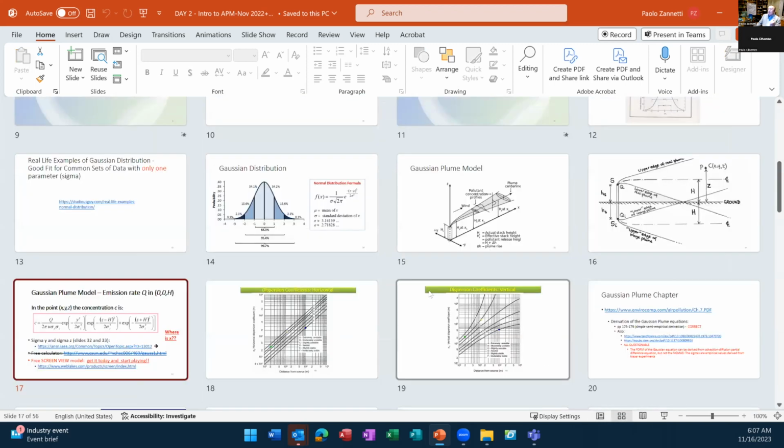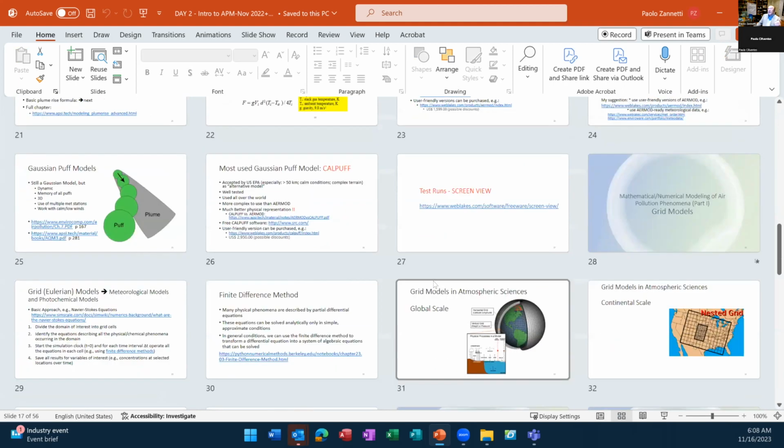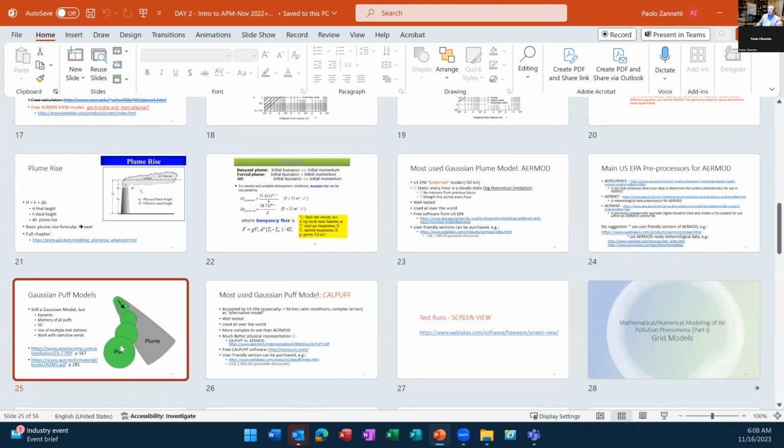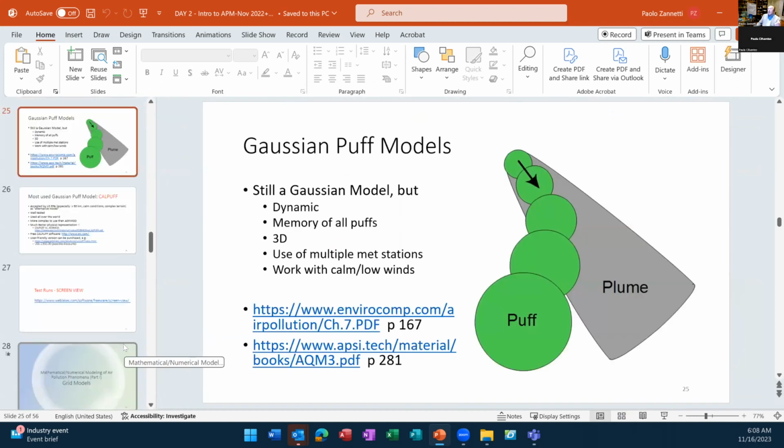And if we want to do something more complex, still maintaining the simplicity of the Gaussian model, we have the Gaussian puff model, which is a very substantial improvement of the Gaussian plume model, theoretically. In practice, however, it has not shown yet superior results.